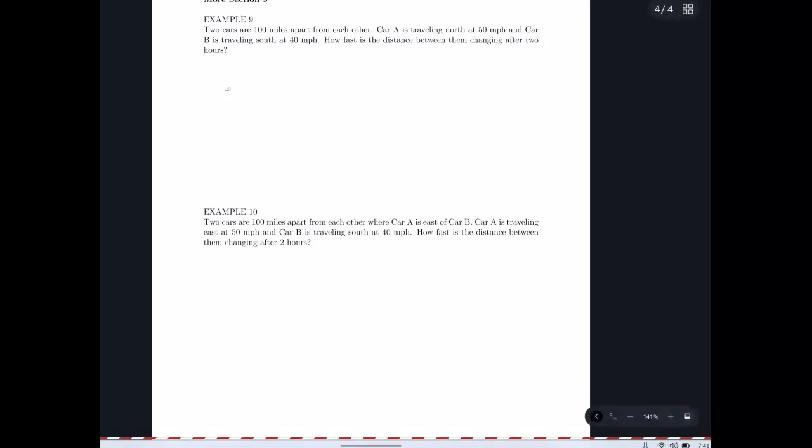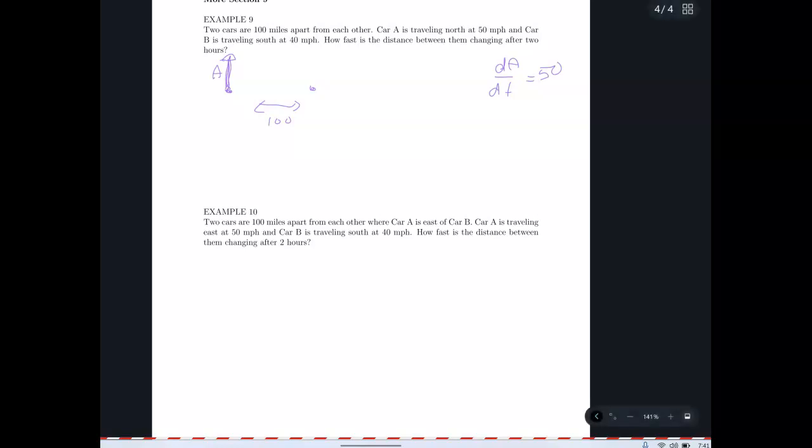All right, so we've got two cars 100 miles apart from each other. Car A is traveling north. Okay, so I'm going to put this right here. And remember to put the A beside the length. And so dA over dt is 50.